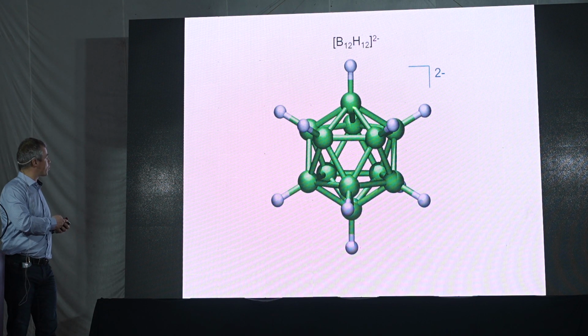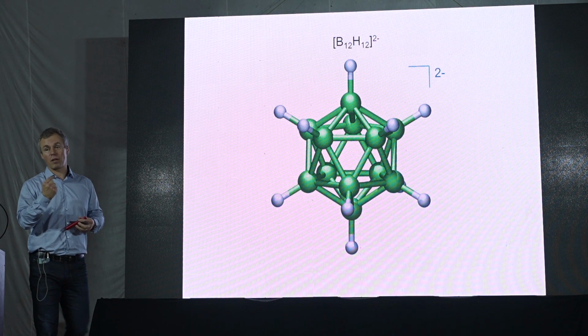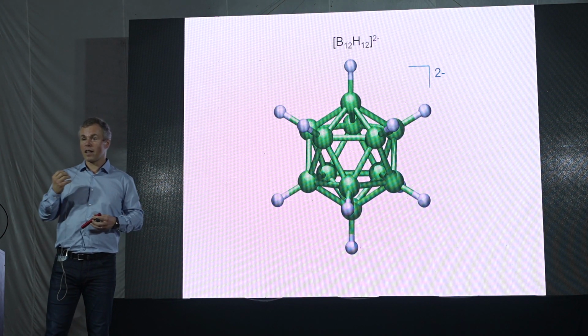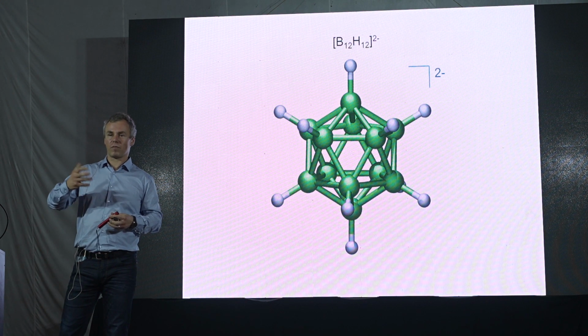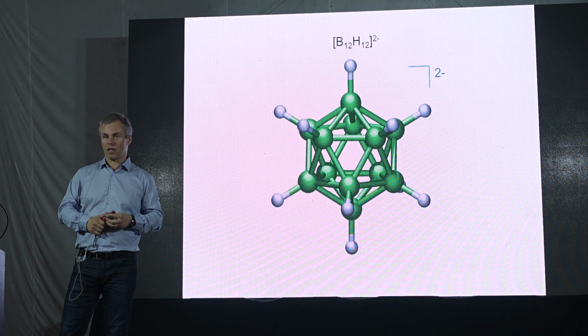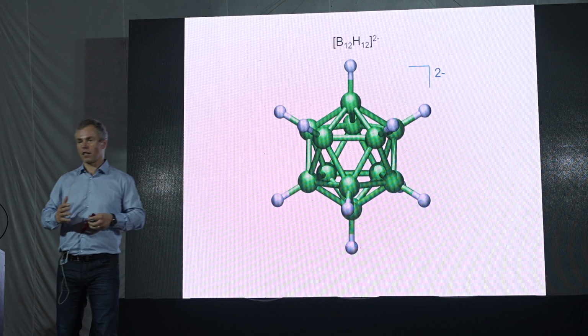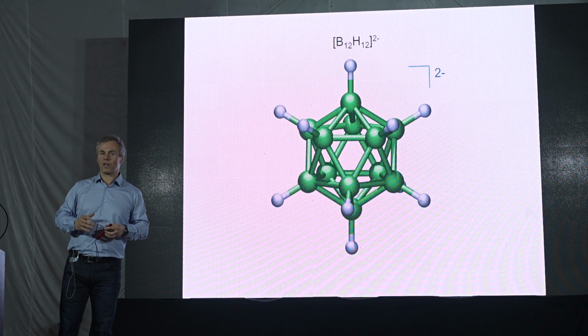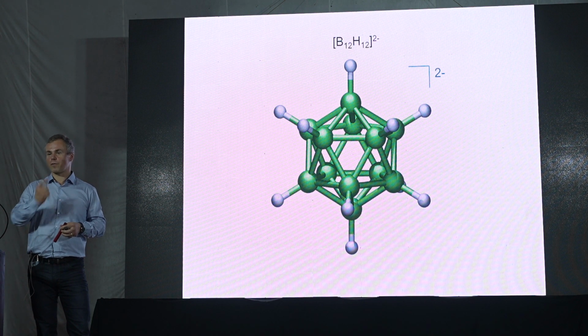You can replace two BH vertices. The reason why I'm drawing them sometimes green is that when you burn boron hydride, or even an ester of boric acid, the flame is green. It's a nice green color. So sometimes if you look at a film about James Bond and you see a green flame, it's often coming from boron.